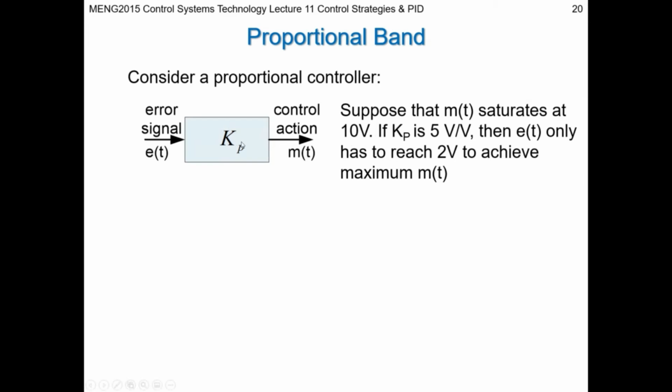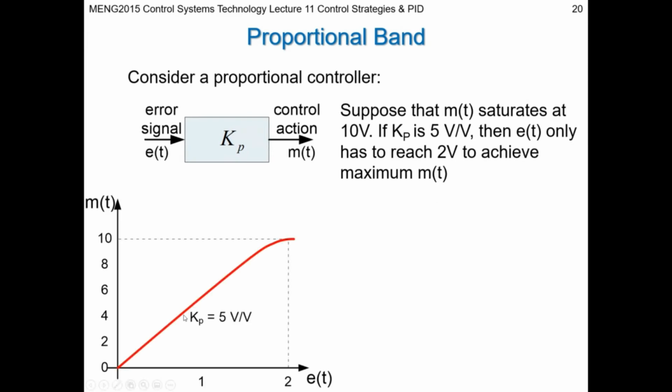So if we have a proportional gain, for instance, Kp of 5, then if our error just reaches 2 volts, it's going to saturate our output, because 2 times 5 is 10. So the maximum voltage we could have as our error is 2 volts, and above that our output is going to saturate. So this will be the relationship between our error on the x-axis and our control action on the y-axis. If we have an error of 1, fair enough, we have a control action of 5. 1.5, okay, 7.5, because we're multiplying by our 5.